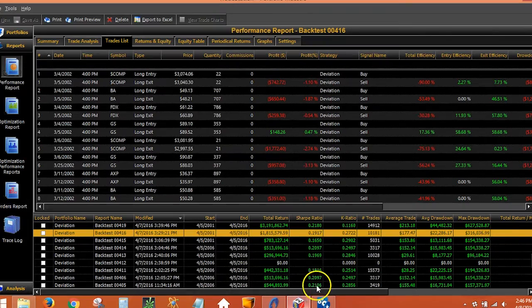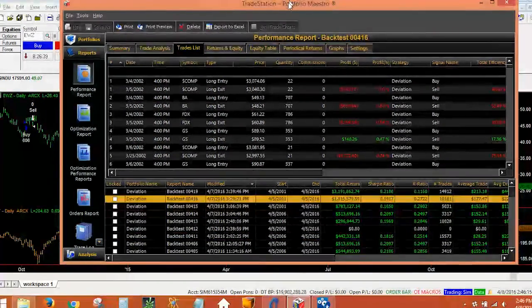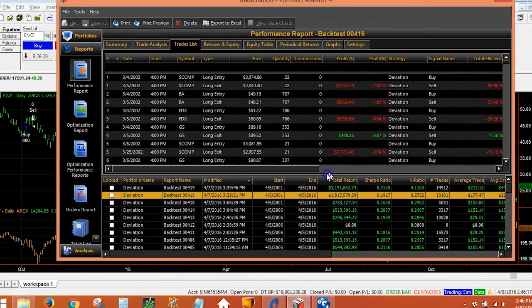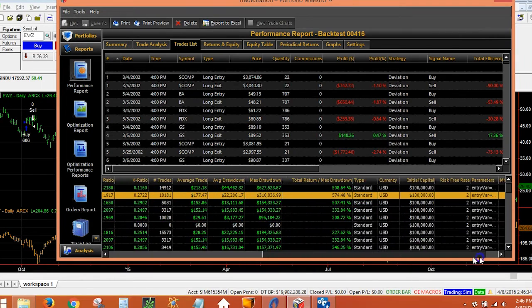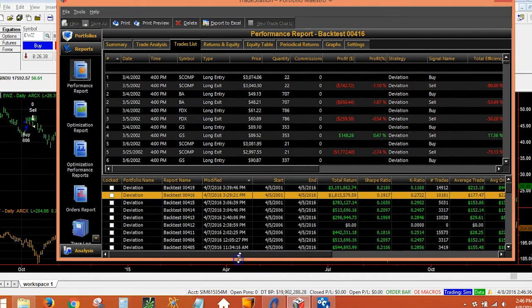So then I can come over to this portfolio backtester called Portfolio Maestro. And there are other ways to do this. I'm not promoting one set of software. MultiCharts is another piece of software that does very similar things, and you can do custom programming as well and get a lot of the same information. So the process is the same. The software is always going to have different benefits and challenges.